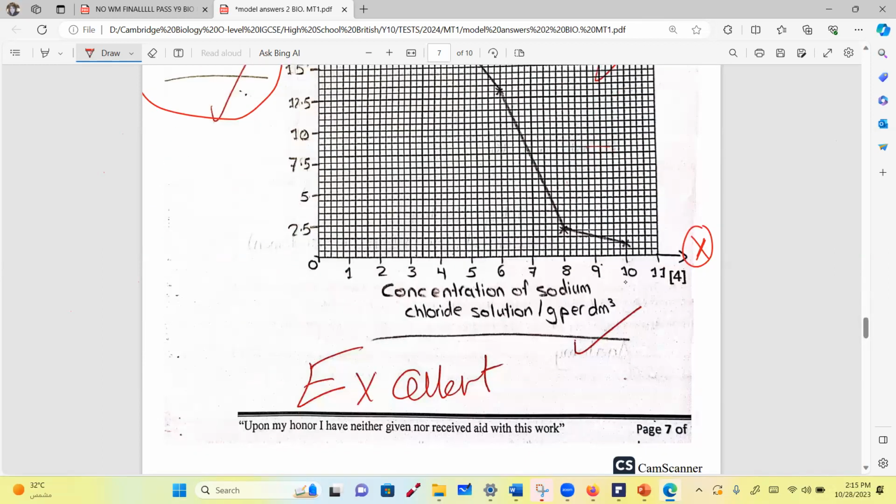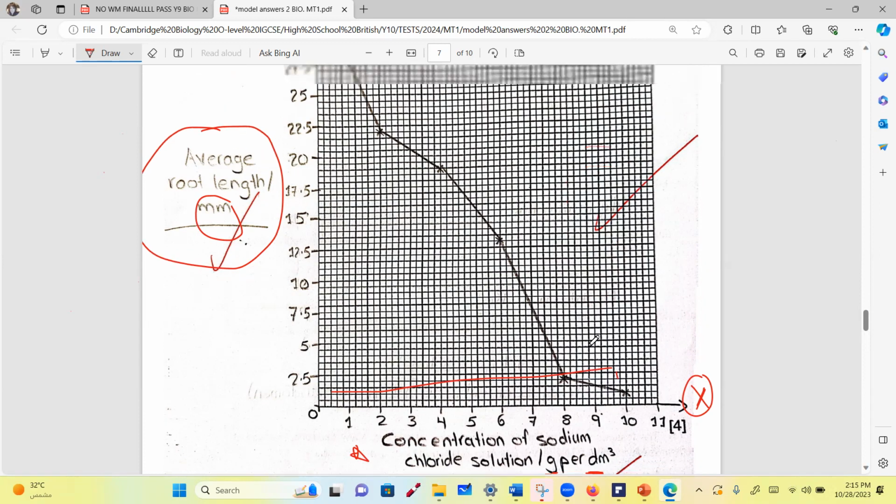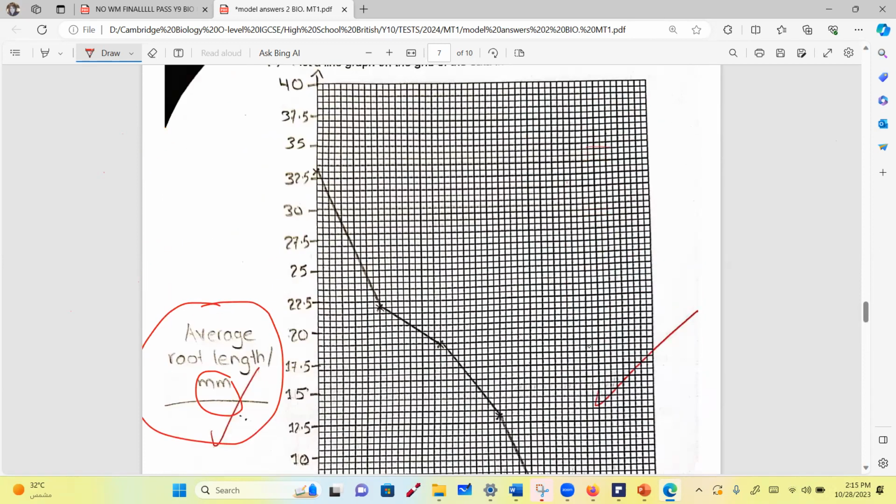Because she labeled her x-axis and she mentioned the units. And she labeled the y-axis and she mentioned the units. And she used more than half the axes. She spread her values to use more than half the axes. And she plotted with x's. And then she joined with a ruler. So that was a perfect graph.